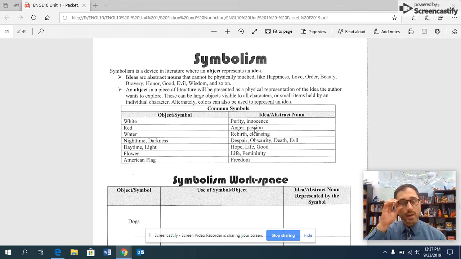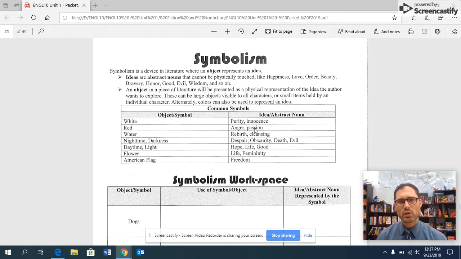So I think the American flag is a great example. We can see the American flag. It's an object, but it stands for something. We can argue what it stands for. The flag might stand for the military, it might stand for freedom, it might stand for justice, it might stand for all of them. And for some people, it only means some of those things. When an author uses a symbol, the author will have a specific idea, the abstract noun, the idea in mind.